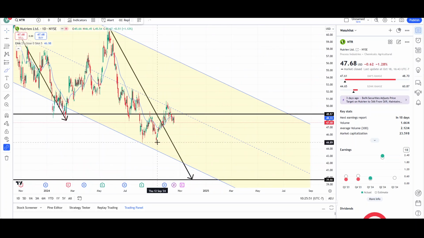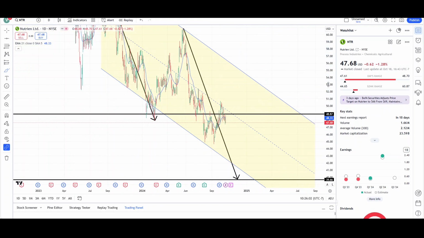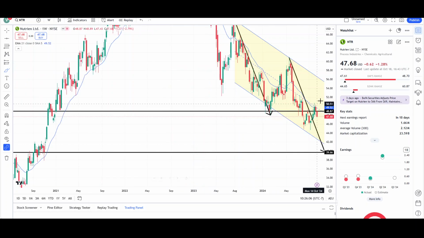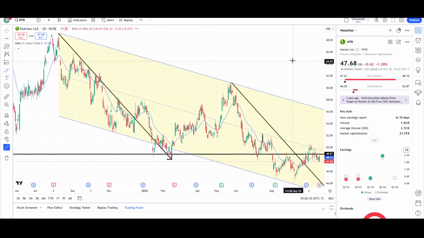If the trend does change in the short term, you want to see it get back above the $50 level and maintain that momentum to break this bearish trend line. And if it does, there's a good chance we can see a sustainable uptrend longer term. Let's take a look at the weekly chart. Let's go back to the daily chart real quick. I want to take a look at something.